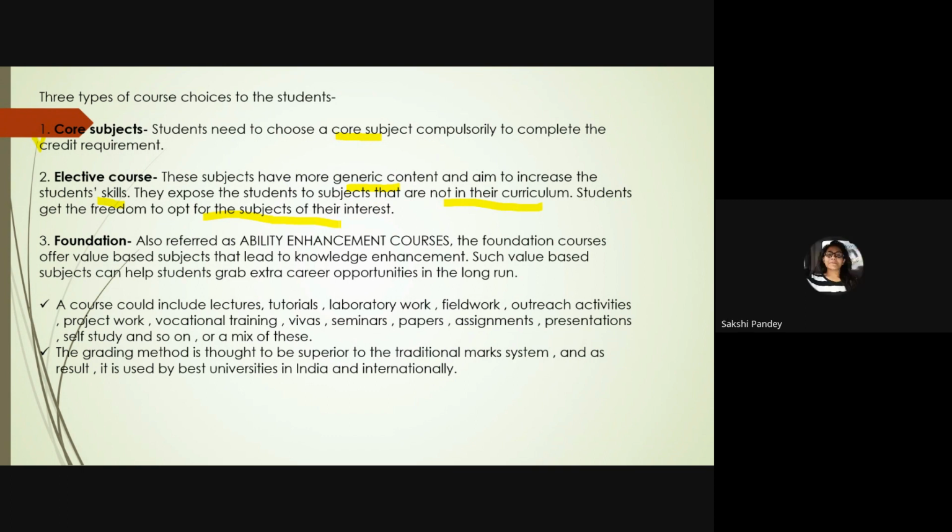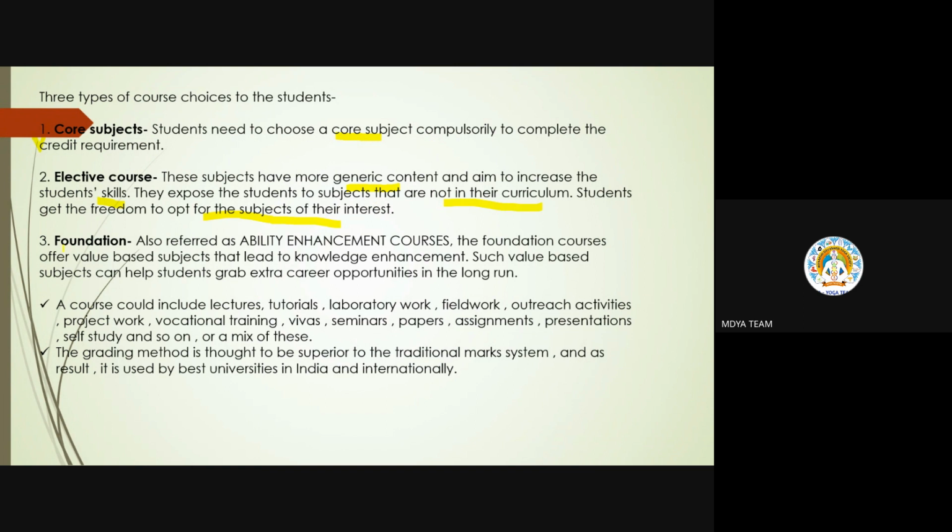Yes, in the third and fourth semester, ma'am. In the second and third semester, it was there. So that is the example of an elective course that you have to elect. They are giving you the freedom to choose what you want to do and what you want to study. It is up to you. The teacher is not telling you. Students get the freedom to opt for the subject of their interest.